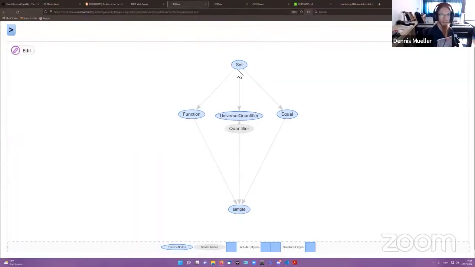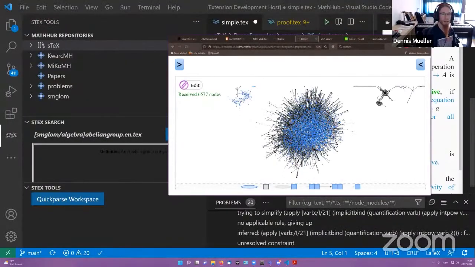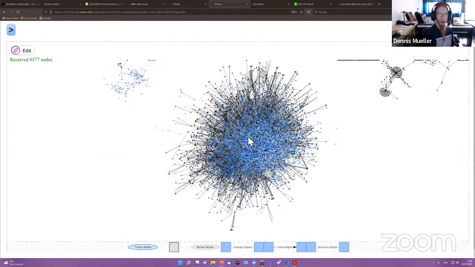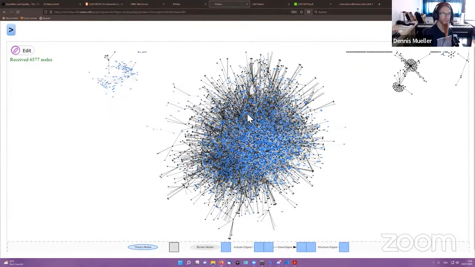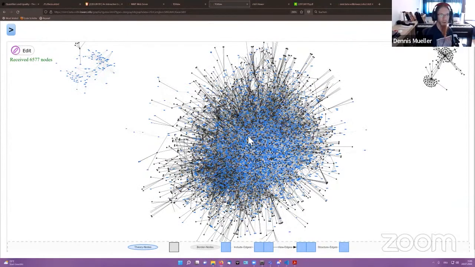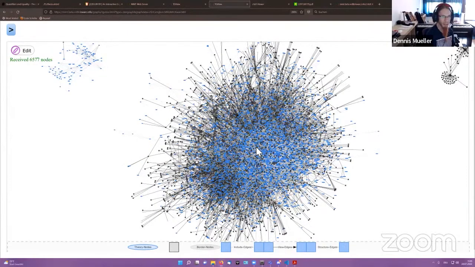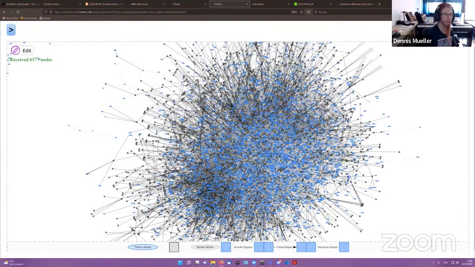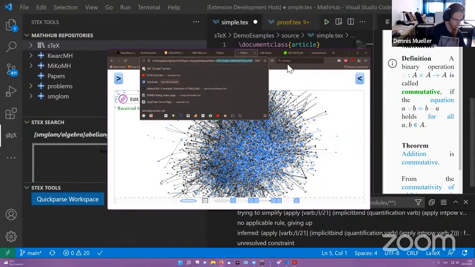If you use modules and you properly structure them, you also get these neat little module graphs in here. In case you ever want to see that, this is the whole graph of all sTeX modules we currently have. It has 6,577 nodes. It really brings JavaScript and my browser engine to the breaking point. So I can show you a more compact one.